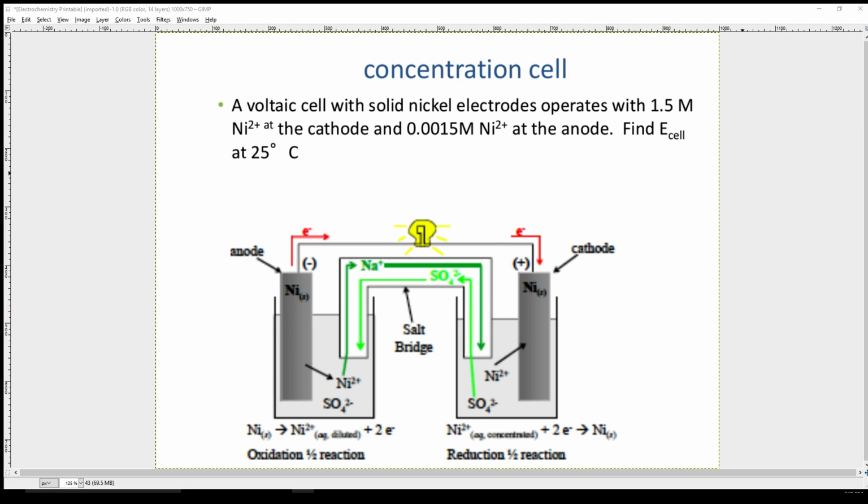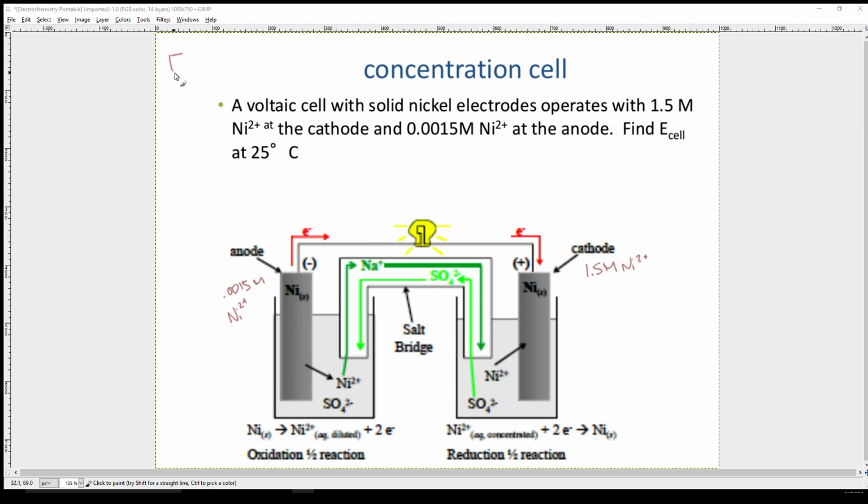So let's do a problem. We have a voltaic cell with solid nickel electrodes. So these are our solid bars of nickel, and it operates with 1.5 molarity nickel 2 plus at the cathode and 0.0015 molarity nickel 2 plus at the anode. And we have to figure out E of the cell.